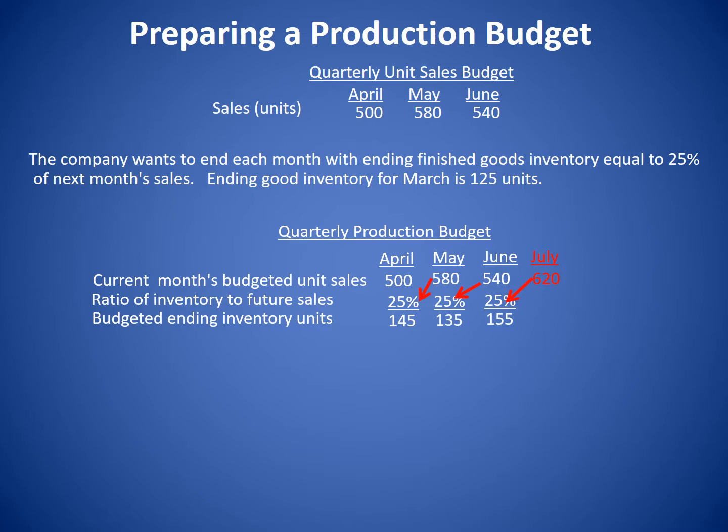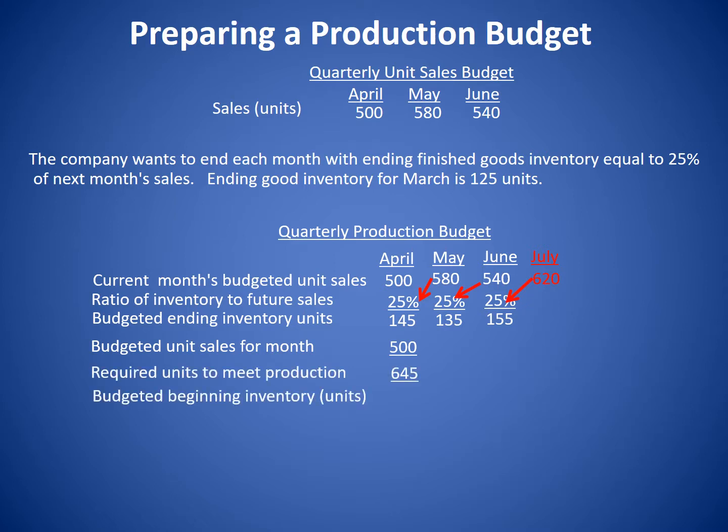I'm going to do exactly the same thing for May and June, where I take the June sales of 540, multiply it times 25%, and I end up with 135 budgeted ending units to service June's sales. And the same thing then for June based upon the July budgeted unit sales projections. Now, the budgeted unit sales for the month are 500.